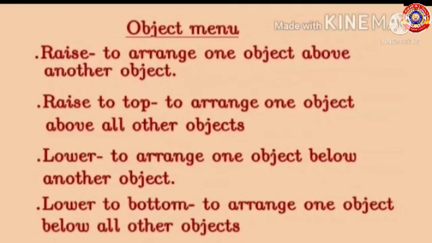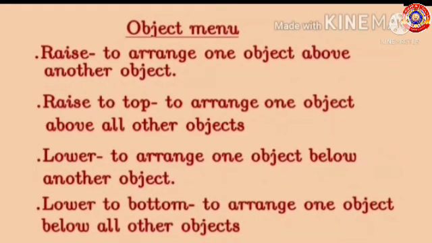Listen, we have to study some more options from the Object menu. First one, Raise, to arrange one object above another object. Second one, Raise to Top, to arrange one object above all other objects. Third one, Lower, to arrange one object below another object. And last one, Lower to Bottom, to arrange one object below all other objects. It is difficult to understand the difference between these options. So let me give you an example to understand this.